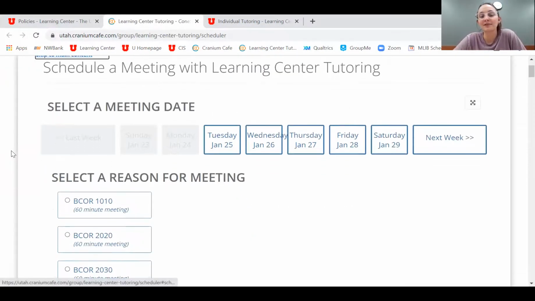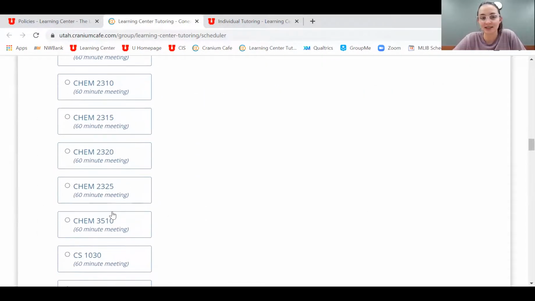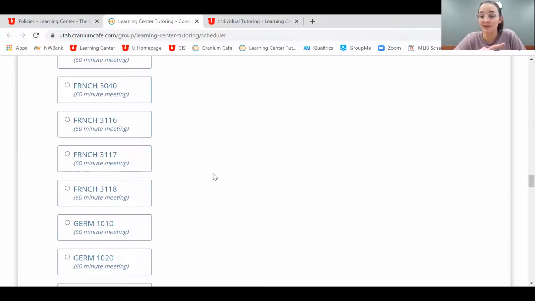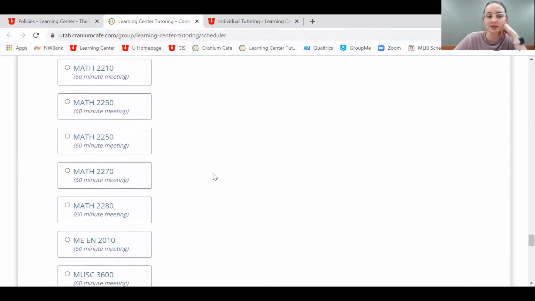And then the first thing is selecting the meeting date. So if you want something for this week, you can just leave it as is. If you want a specific date, you can click on that. And then it'll show you over here all the courses that there is availability for. So if you're looking for a class and you don't find it on this list, but it's on the other list that we have, it just means there's no availability this week. And then you can look for next week.